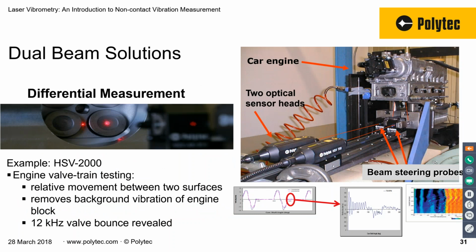Here's an example of dual beam measurements with the high-speed laser vibrometer on a car engine, for valve train testing, measuring the relative movement between the valve and the valve seat. So you're removing any background vibrations of the engine block. So you can see very precisely, very accurately what is happening when the valve closes against its seating surface. And you can see here that a 12 kilohertz bounce signal is revealed in the measurement.